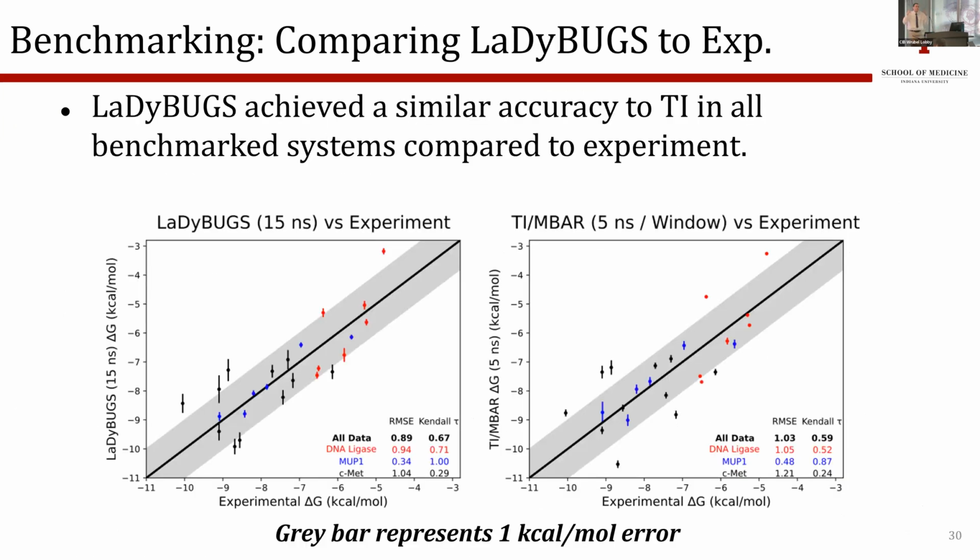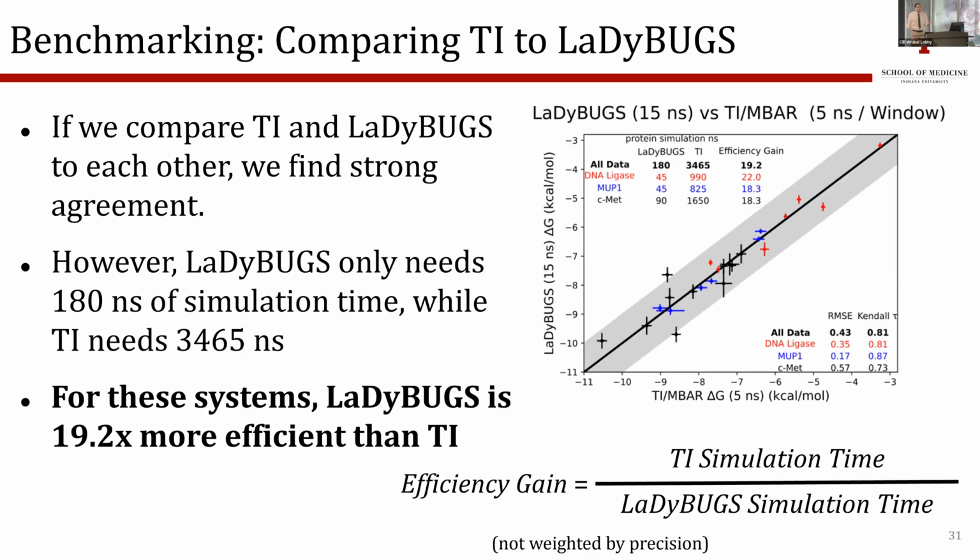So if we compare both of these methods to experiment, both LaDyBUGS as well as thermodynamic integration, I'm labeling that as TI/MBAR here, we get good agreement with experiment. We get root mean square errors that are in the realm of about 1 kcal per mole for both methods. But the result that we're really looking for, the exciting result for us, is that if we compare our method LaDyBUGS to thermodynamic integration, we get very strong agreement. The error here is now less than half a kcal per mole. So these methods are giving you the same answer. The difference is LaDyBUGS is doing that with only 180 nanoseconds of total simulation time, but thermodynamic integration is doing that with over 3,000 nanoseconds of simulation time. So, if you crunch the numbers, that works out to be LaDyBUGS being 19.2 times more efficient than thermodynamic integration, at least with the examples that I've shown here.